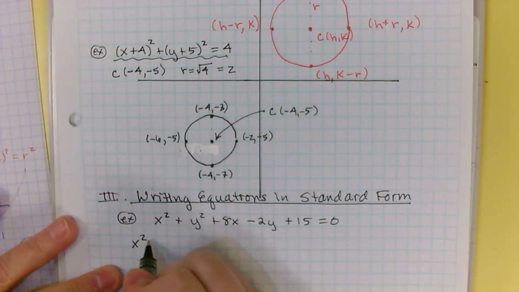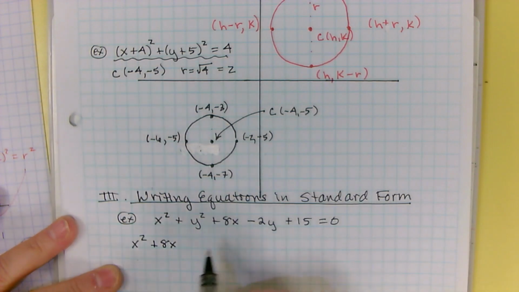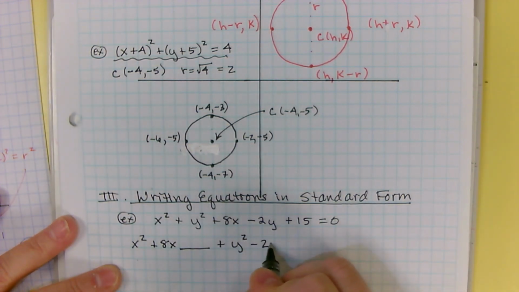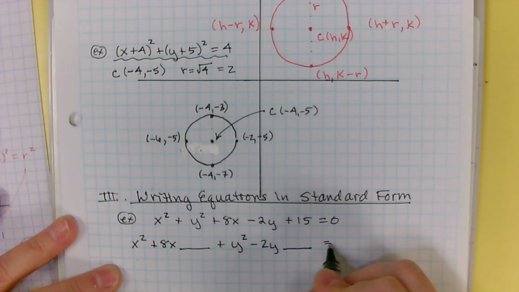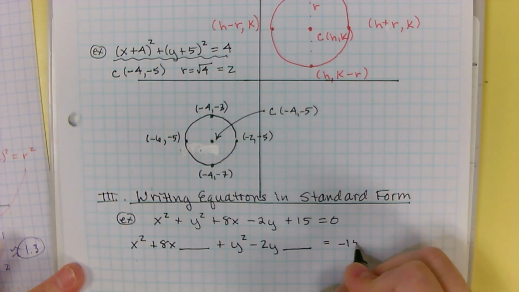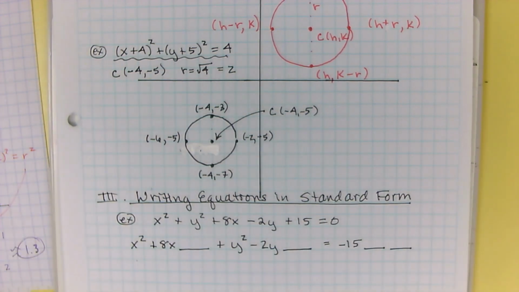So x squared plus 8x, those are my x's, leave a space, plus y squared minus 2y, leave a space, and then we're going to subtract the 15, the number to the right. So minus 15, with a space.